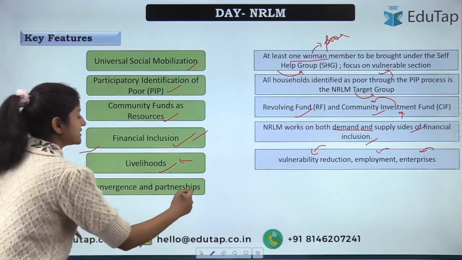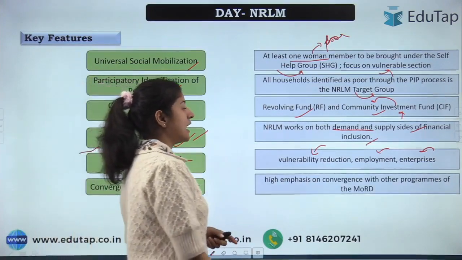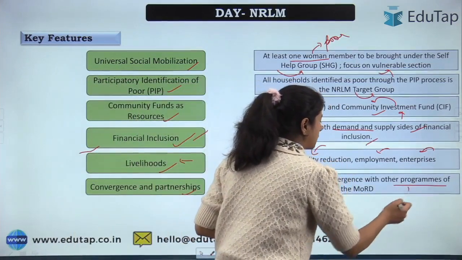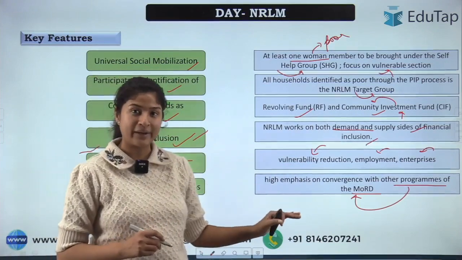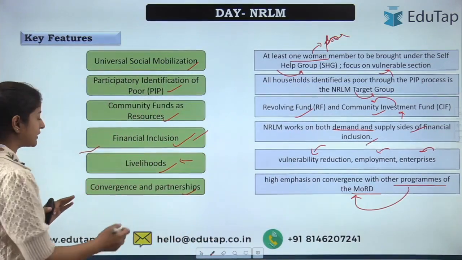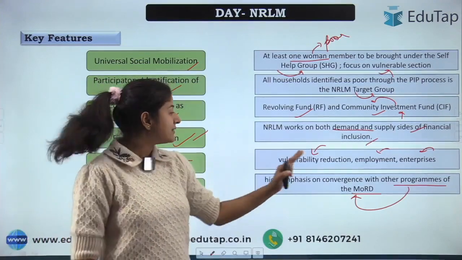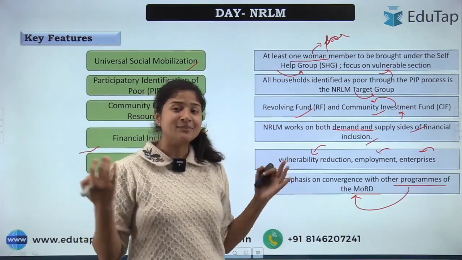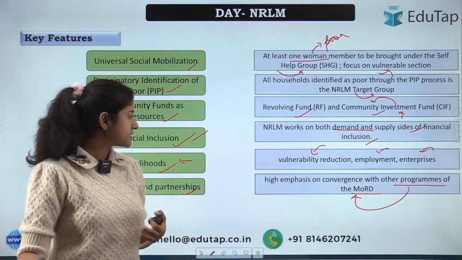Next is convergence and partnership. So what is it? Basically, convergence means that if any other program run by the Ministry of Rural Development focuses on uplifting the livelihood of the rural people, it can be converged with this mission for the betterment of the rural citizens, right?